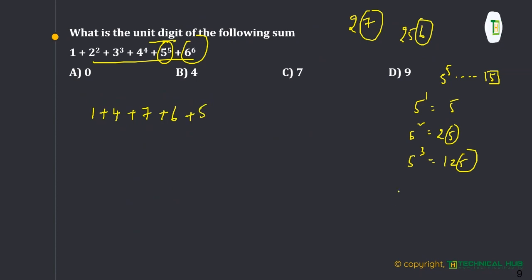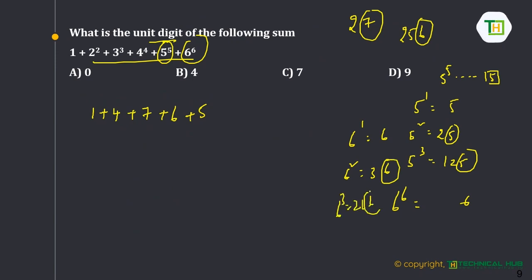Similarly, 6 to the power of anything, the unit digit is 6 only. If you observe, 6 to the power of 1 is 6. 6 square is 36, unit digit 6. 6 cube is 216, unit digit 6 only. Similarly, 6 to the power of 6 definitely has unit digit 6 only. So for 0, 1, 5 and 6, 0 to the power of anything, 1 to the power of anything, 5 to the power of anything, 6 to the power of anything, you will get the same unit digit.